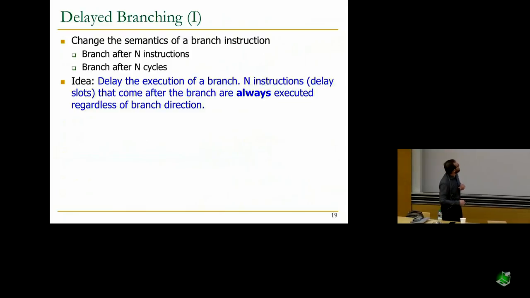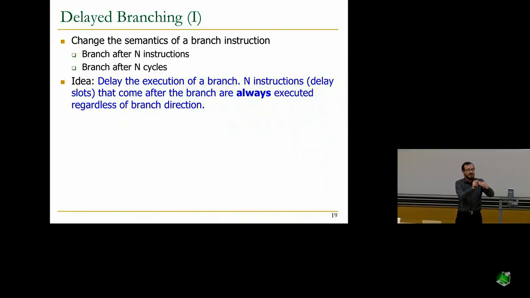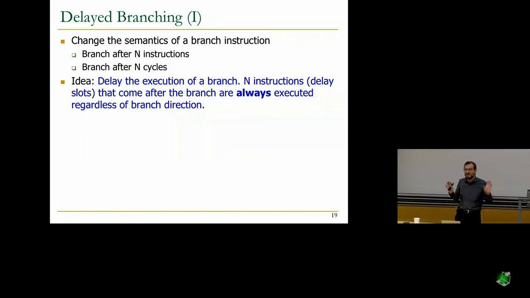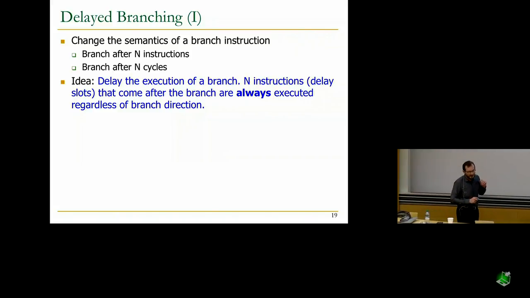The idea over here is very simple. Instead of having the semantics of the branch where, after it's executed, you immediately go to the next instruction. If your target is something far away, you go there. If not, you get to the next sequential instruction. That's our semantics, right? The next instruction that's executed is either on the fall through path or on the target path. But why don't we change the semantics of the branch instruction?